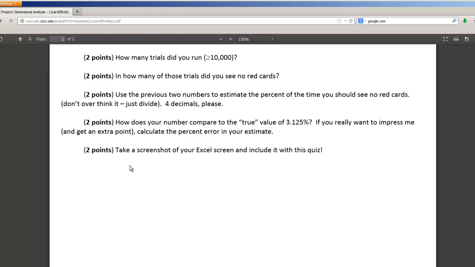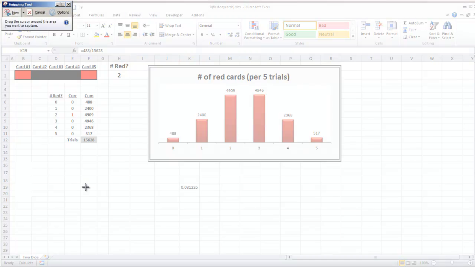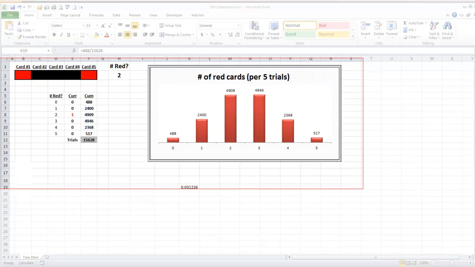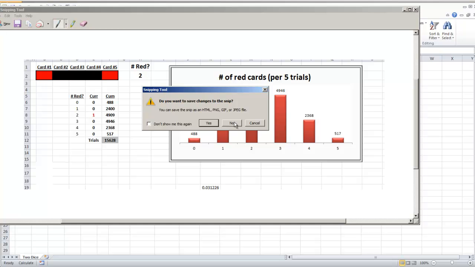Anyway, take a screenshot of your Excel, and just a real quick reminder of how to do that. Open your snipping tool, and I have a video of instructions on how to do that on the assessment page. Draw a rectangle around it. Boop. Right-click, copy, and then you can paste it just like you do anything else. So, pretty awesome little tool that Microsoft gave us.